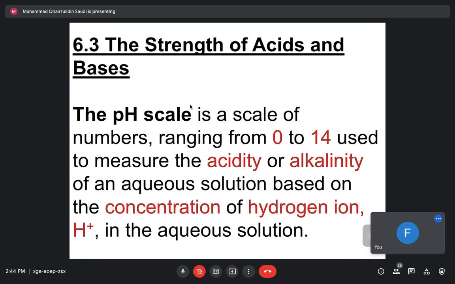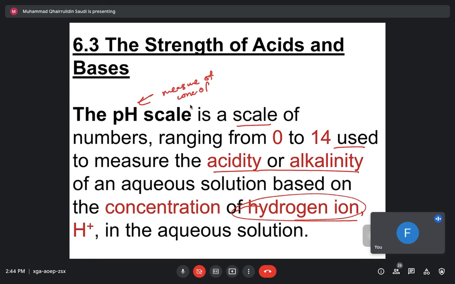The strength of acid and bases. The pH scale is a scale of numbers. Okay, kita dah tahu it's from 0 to 14 used to measure the acidity or alkalinity of an aqueous solution based on the concentration of hydrogen ions. Kenapa hydrogen ion? Sebab pH value adalah measure of concentration of hydrogen ions. Good. So, kita kira hydrogen ion. Hydrogen ions dekat acid tinggi. Hydrogen ions dekat alkali rendah.